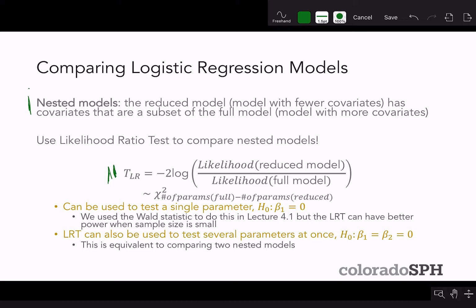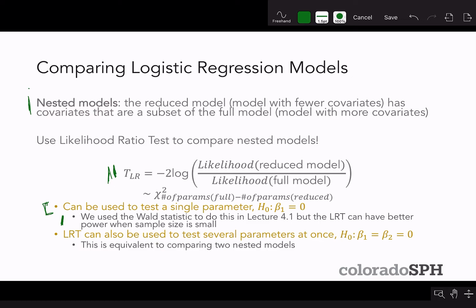And one thing I didn't talk about when I talked about inference for logistic regression is you can actually use a likelihood ratio test to test a single parameter. For example, beta 1 equals 0. In lecture 4.1, we talked about confidence intervals and hypothesis tests for betas using the Wald statistic, which is what the default test statistic is using R or SAS. But you can also use the likelihood ratio test to do that. And actually, the likelihood ratio test can have better power when the sample size is small.